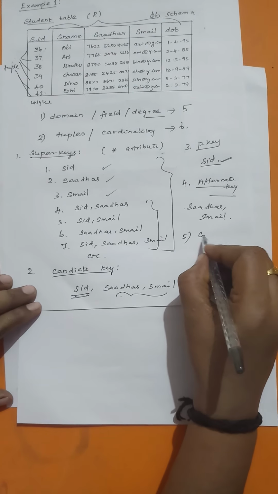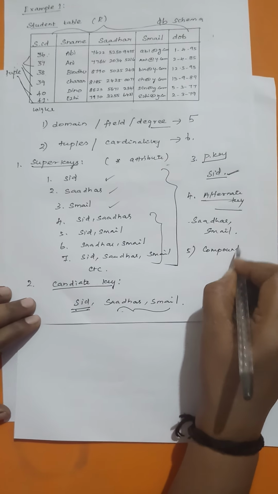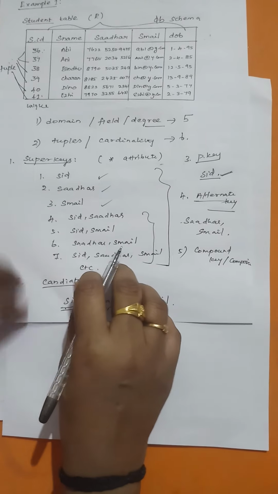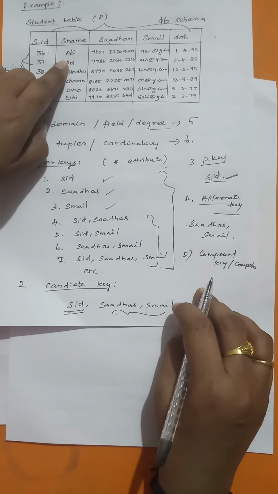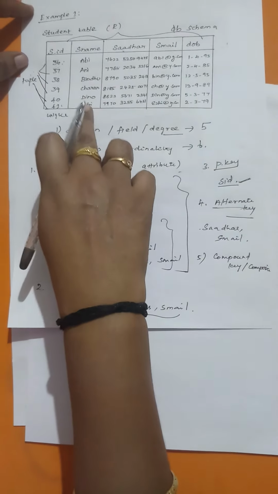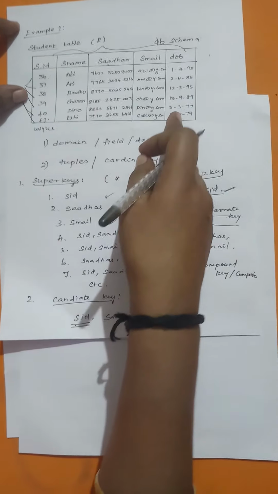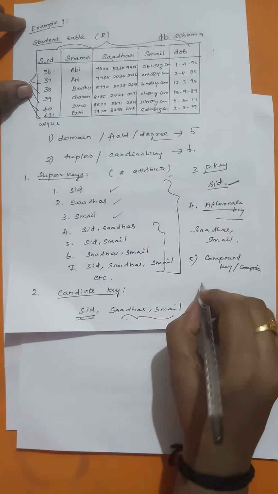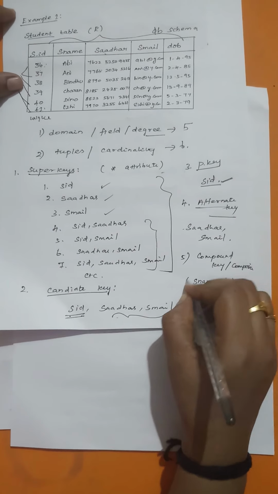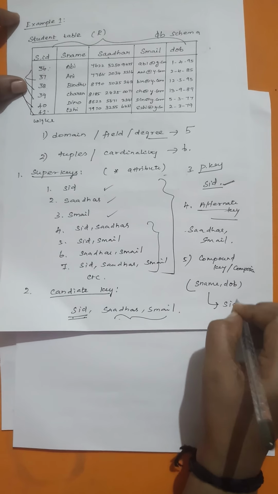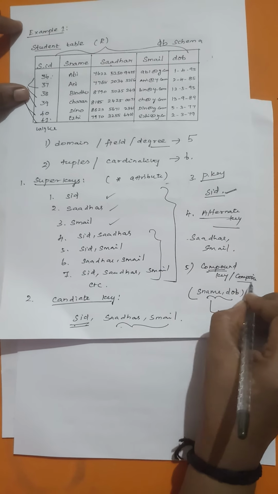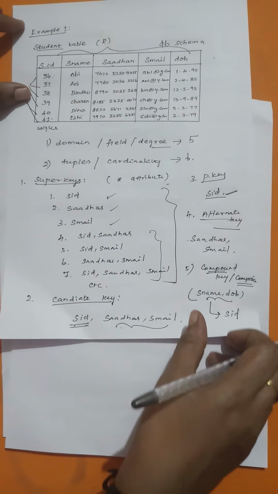And the next key is compound key or composite key. So here student name is not a primary key. Date of birth is not a primary key. The combination of the two, student name and date of birth, the two attributes considered as a key, identify the student ID. So that combination of two attributes is called a compound key or composite key. So that's all about keys.